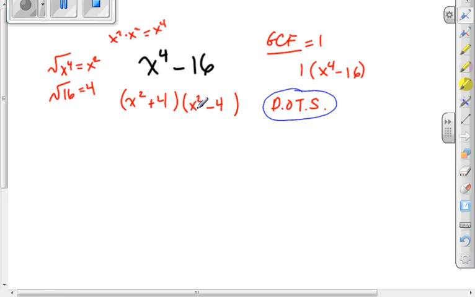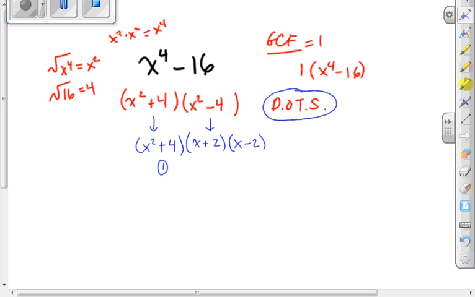But if we look at the second binomial, we see that it is a difference of two squares. So we can go ahead and factor x squared minus 4 into two binomials. So we think about the square root of x squared, which would be x, the square root of 4, which would be 2. So we can further factor this into x plus 2 times x minus 2. This first binomial would come down to the next line. Now we're in fully factored form.